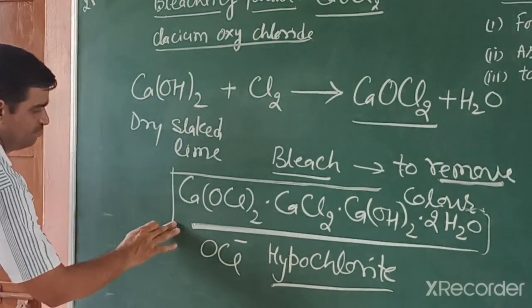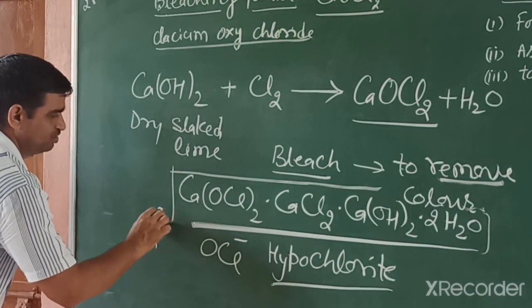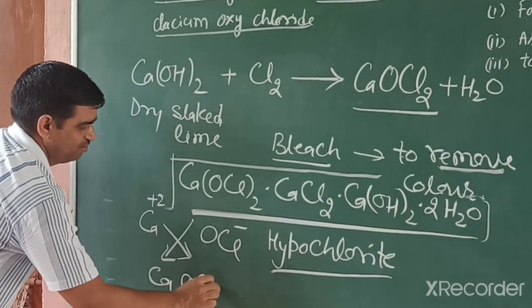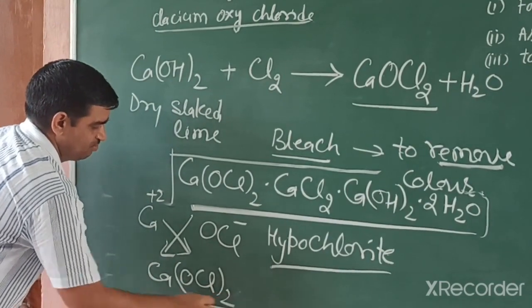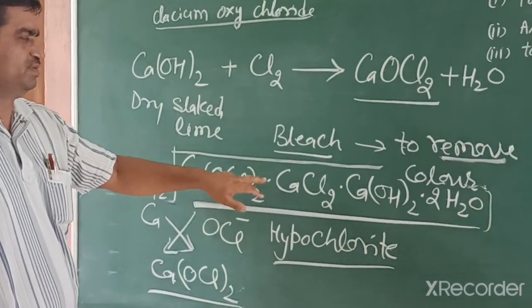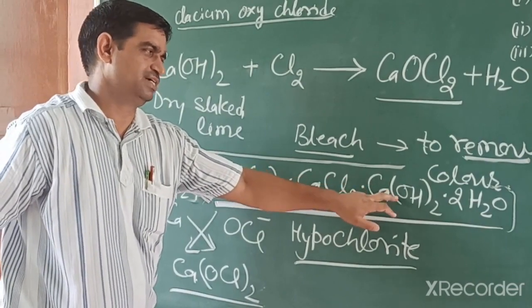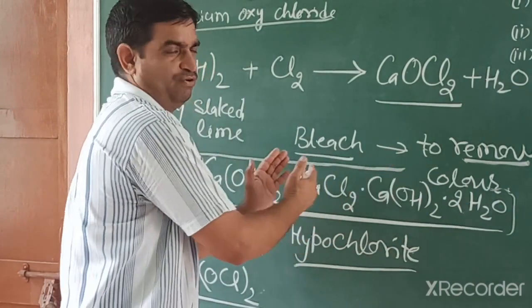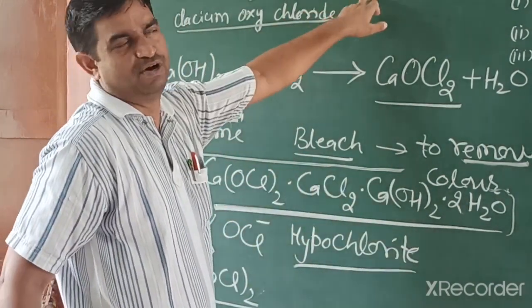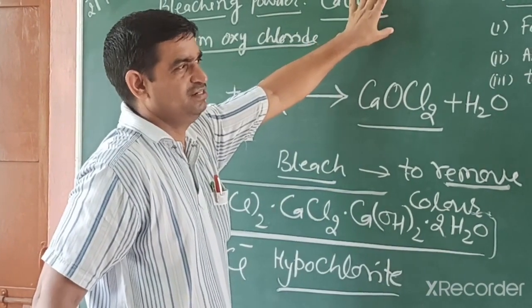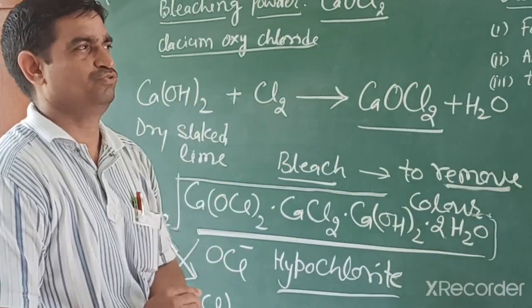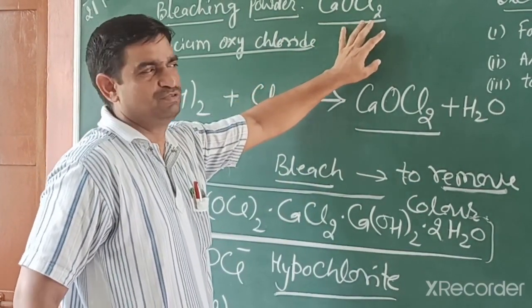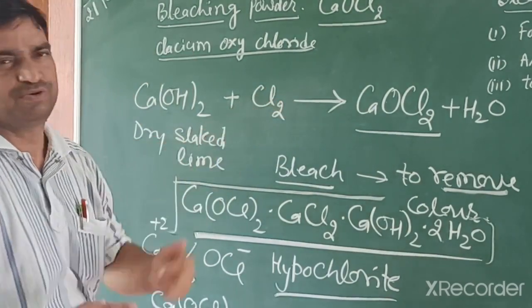So we write the compound formula: calcium with 2 plus charge. Cross their charges, then we write calcium hypochlorite. But this is not the only actual composition. This compound also contains calcium chloride, calcium hydroxide and water. This is hydrated water. When we combine all these, we get this compound, which is calcium oxychloride. So students, you have to remember this bleaching powder formula, because many times it comes in competition exams.